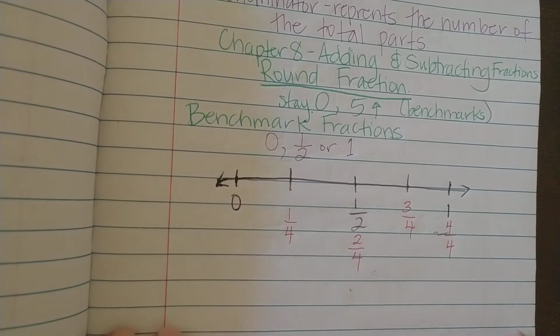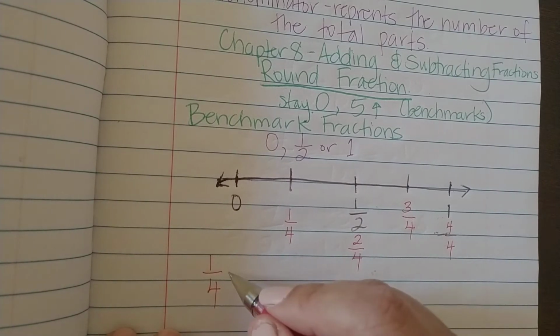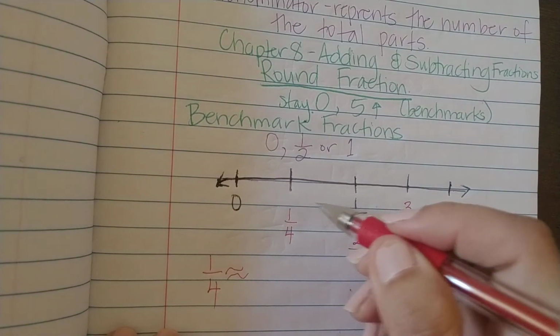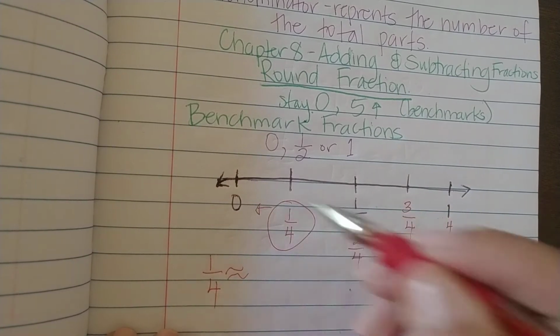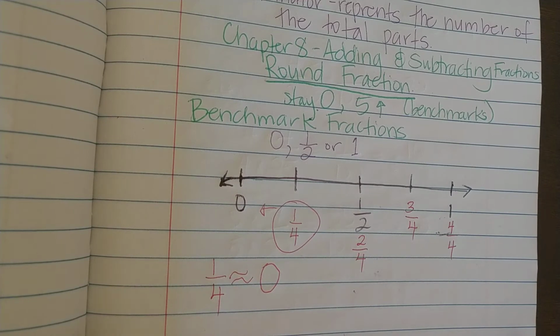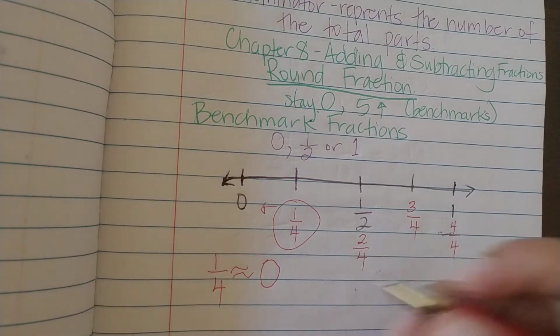And if I was to ask, where does this round off to? In other words, the 1/4, is it closest to 0? This number means about. Is it closest to 0? Is it closest to 1/2 or the 1 whole? So in this case, it would be closest to 0. So we would just put 0. Okay? So I'm going to, some key concepts.